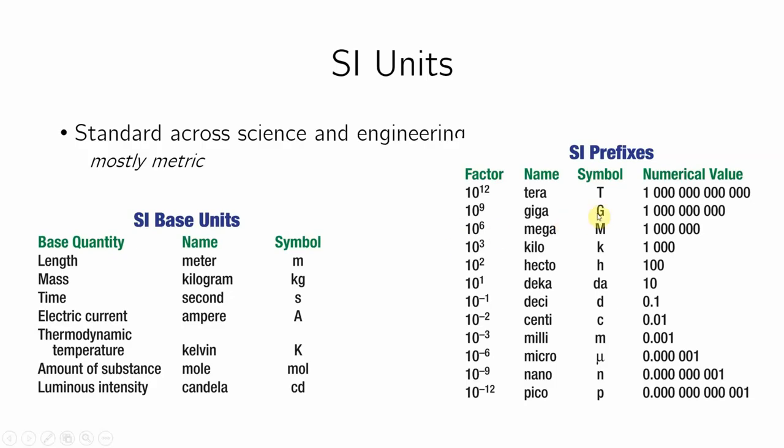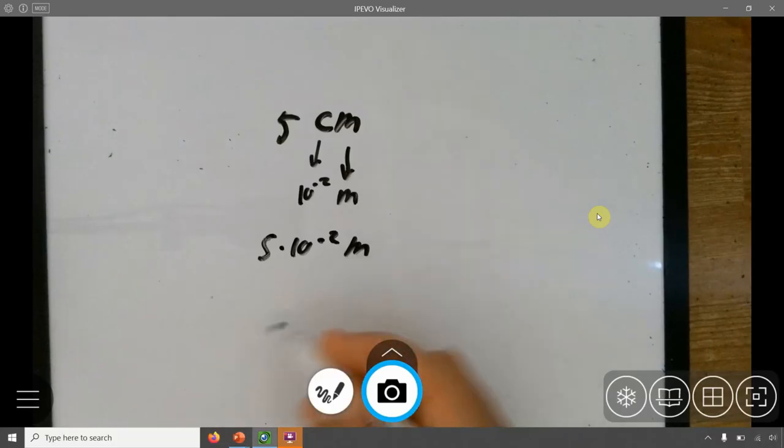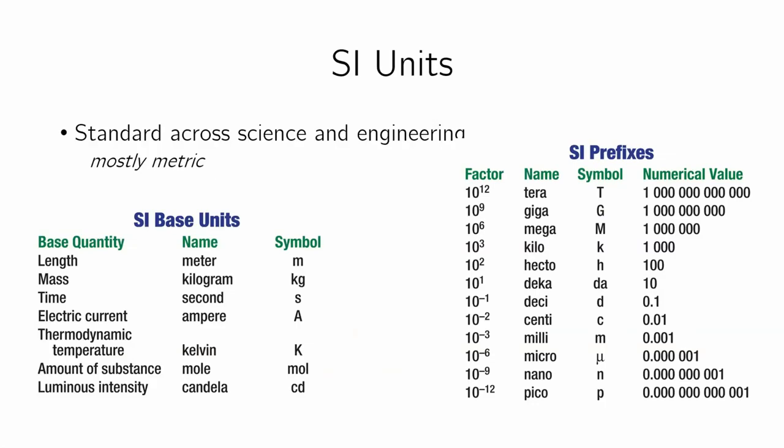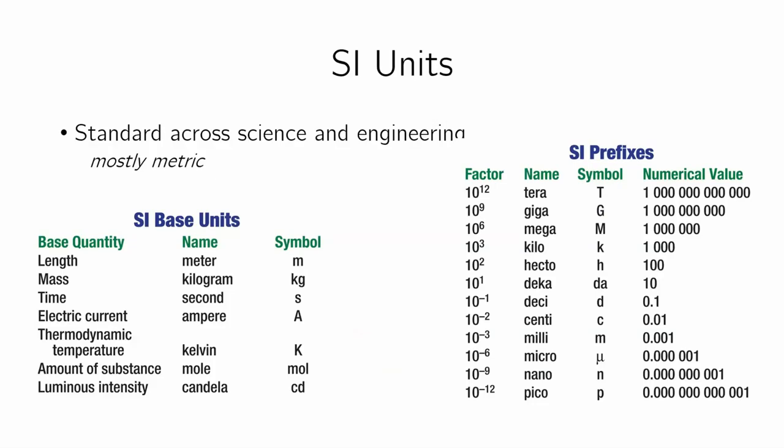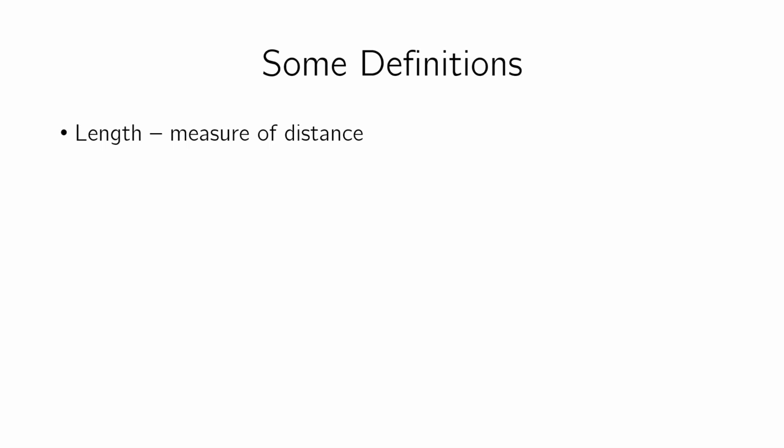And I could do that with any of them. So if I do 5 gigameters, all it says is that this G here is 10 to the 9th. So I have 5 billion meters, okay? And so any of these is fair game for you. You should know them. And throughout your career as scientists and engineers, you will probably remember these anyway, because you'll use them so often, right?